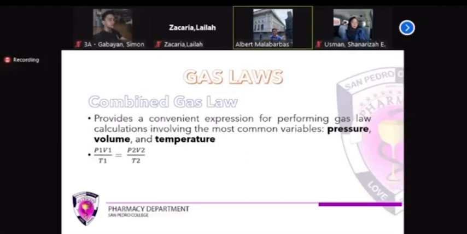The fourth one, we have your combined gas law. Your combined gas law provides a convenient expression for performing gas law calculations involving the most common variables: pressure, volume, temperature. So in pharmacy, ginagamit natin siya to compute when the values for the three parameters vary from scenario 1 to scenario 2. The formula is P1 V1 over T1 equals P2 V2 over T2.